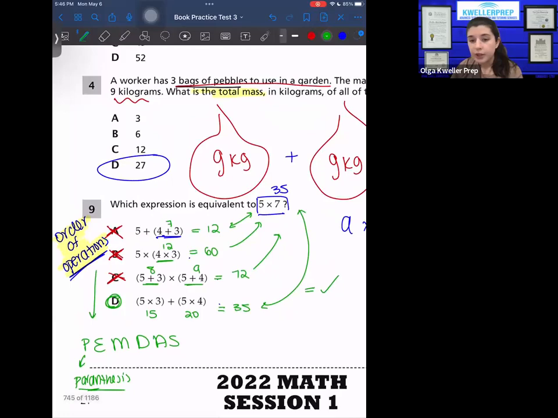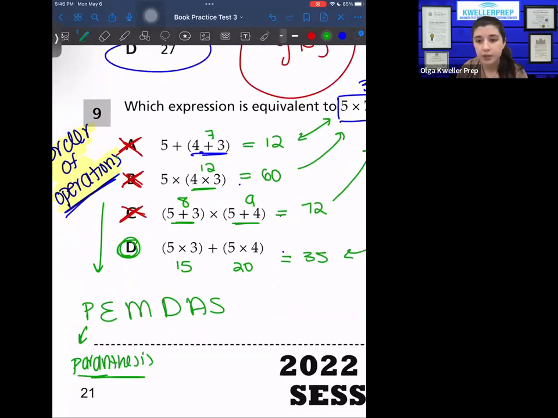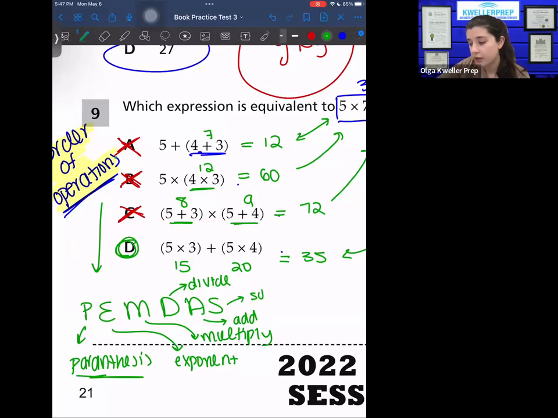Now, just to complete our review and our notes, PEMDAS, right? We said P is for parentheses, and somebody put it in the chat. E is for exponent. M is for multiply. D is for divide. A is to add. And then finally, S is to subtract.